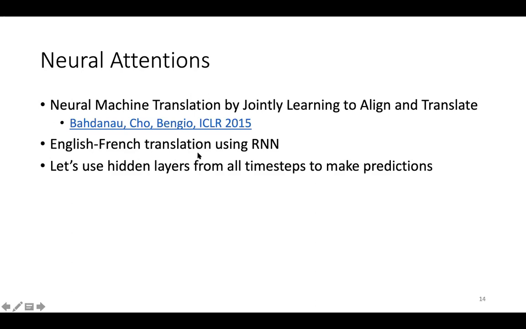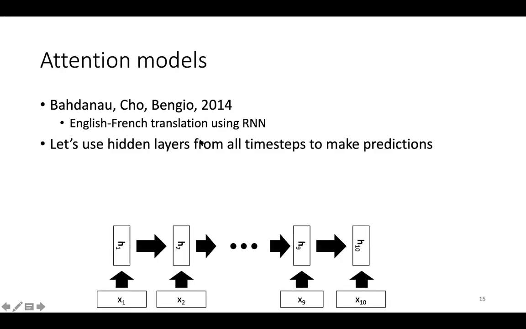As I was saying, it was developed for an RNN-based encoder-decoder model for English-French translation. The idea is let's use hidden layers from all time steps to make predictions. If you're familiar with encoder-decoder or sequence-to-sequence models, back in 2014, really six or seven years ago, what people did was encode your input sentence to a single hidden layer, a fixed-size vector, and then based on that, you would start decoding with another RNN. So you were assuming that all your input words would be well represented by a single hidden layer at the last time step. But neural attention is trying to address that kind of strong assumption. So in the attention model, let's use hidden layers from all time steps to make predictions.